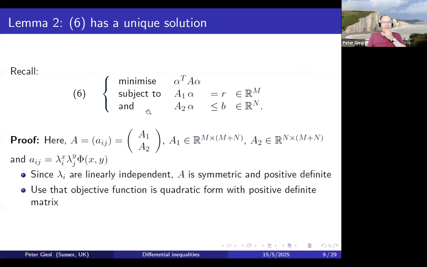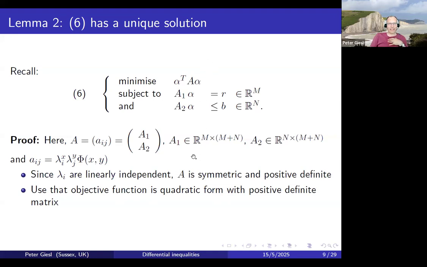Now, the other thing is that this problem 6, which I restated here, our quadratic problem, has a unique solution, and mainly that's due to the fact that the matrix A is symmetric and positive definite. So the objective function has a minimum, basically.